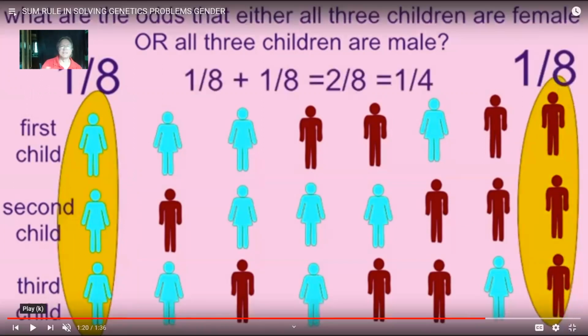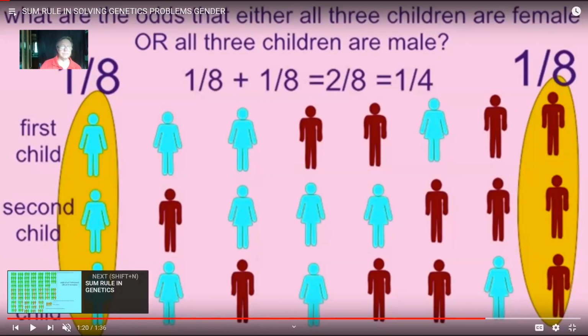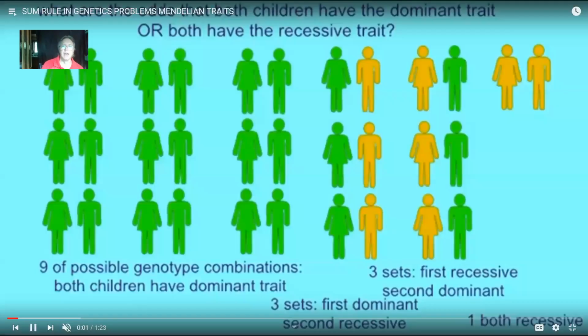But now what are the odds of either having 3 girls or 3 boys? Well, if the odds of having 3 girls is 1 in 8, the odds of having 3 boys is 1 in 8, you would now add them. This is the sum rule. And so 1/8 plus 1/8 gives you 2/8, which obviously you could reduce to 1/4 if you wanted. The sum rule could then also obviously be used with the cystic fibrosis examples, which I had used before.